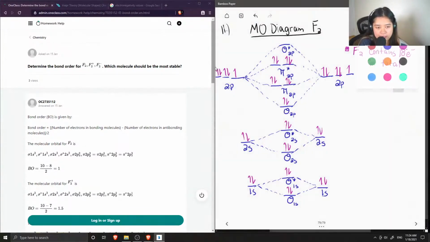And now we need to calculate the bond order. So I'll write down the equation of bond order. I think I can just fit it down here. So bond order is equal to the number of electrons in the bonding orbitals minus the number of electrons in the anti-bonding orbitals.